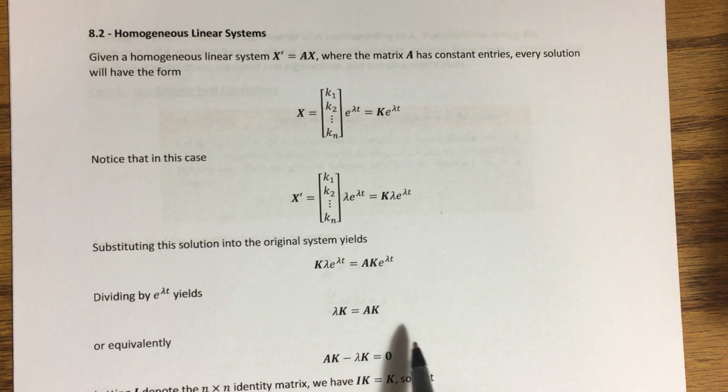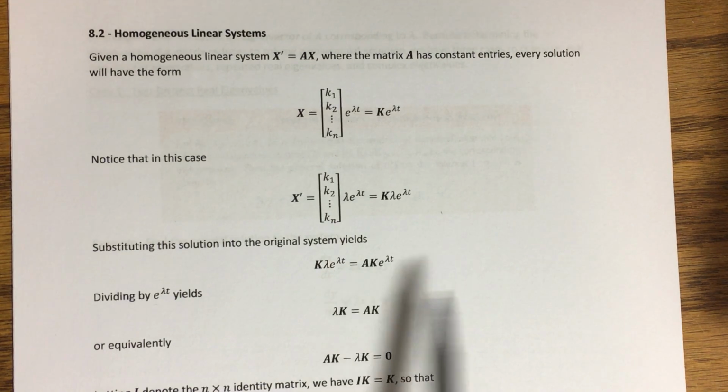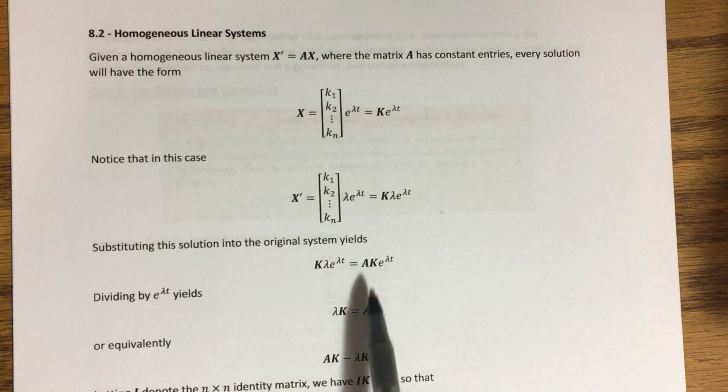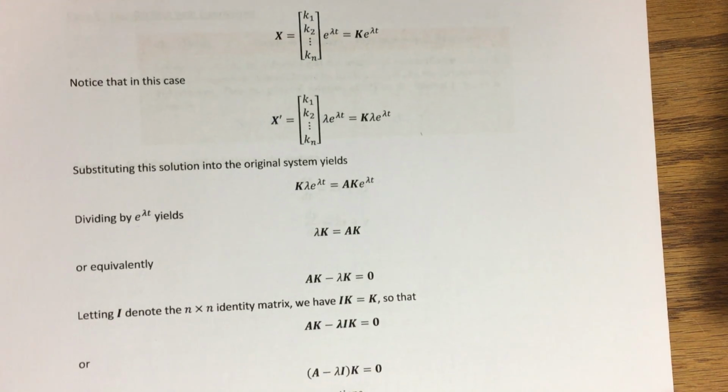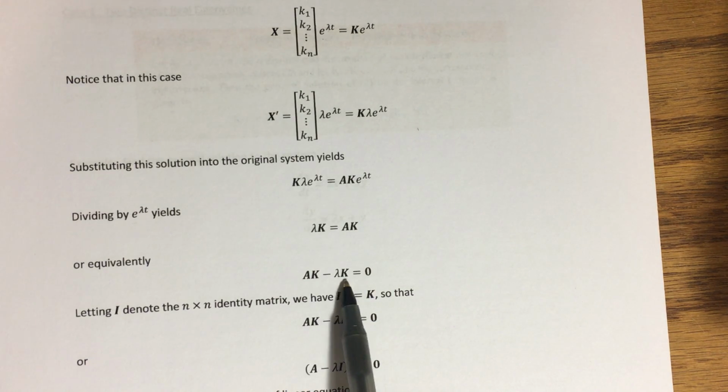So that simplifies this a little bit. I have lambda k. Notice I just brought the lambda to the front just for notational purposes, and then A k on the right. Okay? Or alternatively, if I subtract the lambda k from both sides, I could also write that as A k minus lambda k equals 0.